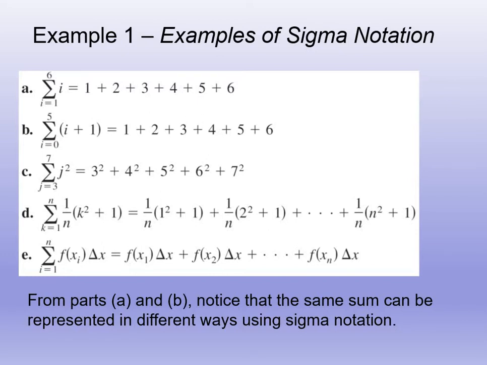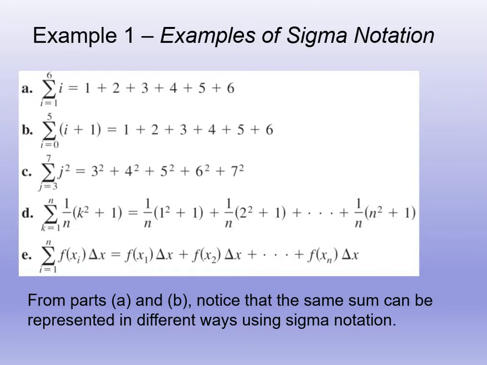In D, it doesn't always have to be a numerical value. We can sum using just a value of 1 to n that handles all the scenarios. So we're going to do k equals 1 to n of (k squared plus 1) over n. We get 1 over n times 1 squared plus 1, plus 1 over n times 2 squared plus 1, plus dot dot dot, which means we continue all the way up to the nth term, so 1 over n times n squared plus 1.